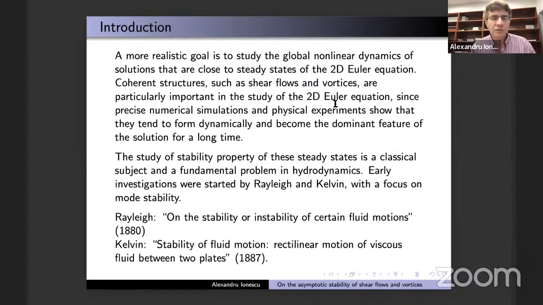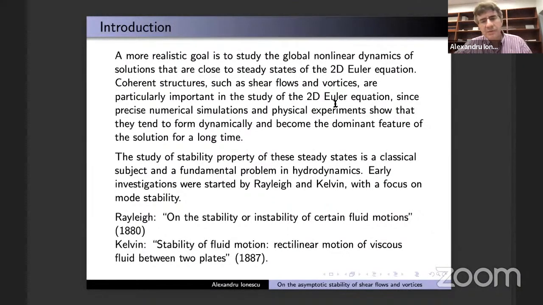What I was saying is that there are numerical simulations that show that these vortices tend to form dynamically during the evolution, even though the initial data has nothing to do with radial functions. So this has been studied a lot. It's a very, very classical problem. It's a very appealing problem. It's probably one of the most studied problems in hydrodynamics.